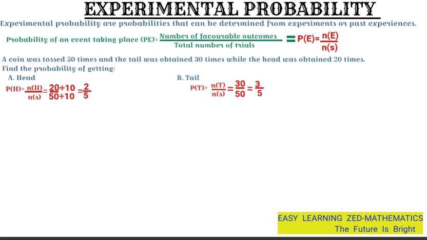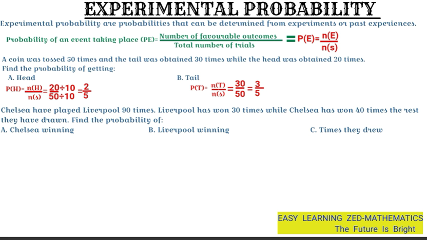Okay, now let's look at this second scenario, which is: Chelsea have played Liverpool 90 times. Liverpool has won 30 times, while Chelsea has won 40 times. The rest, they have drawn. Find the probability of A, Chelsea winning, B, Liverpool winning, C, times they drew.